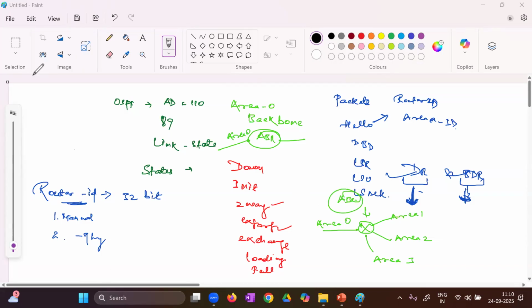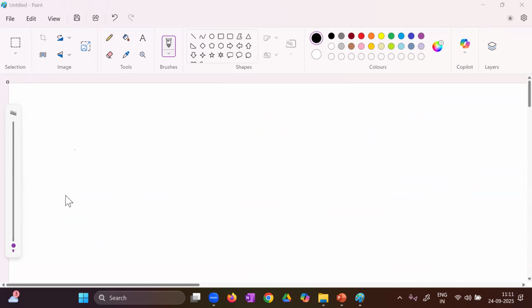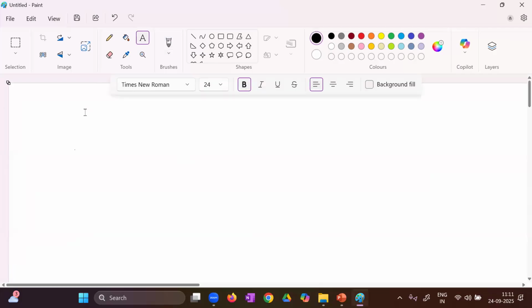Fine. Then at last, one more topic, ASBR, that is Autonomous System Boundary Router. It means the router belonging to, or in between, two different protocols or two different AS numbers. So we call it an ASBR. Right. So today, before starting the configuration part of OSPF, we will discuss what is called a wildcard mask.